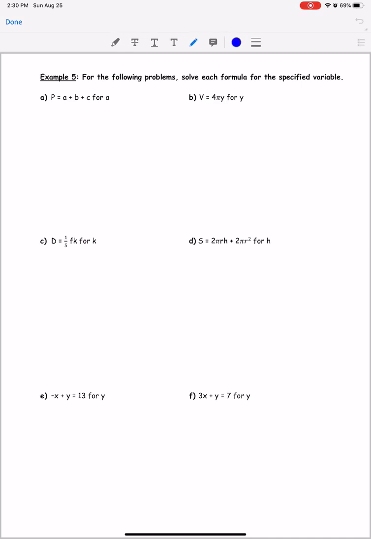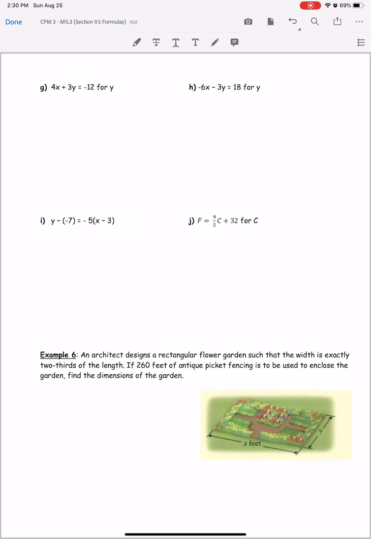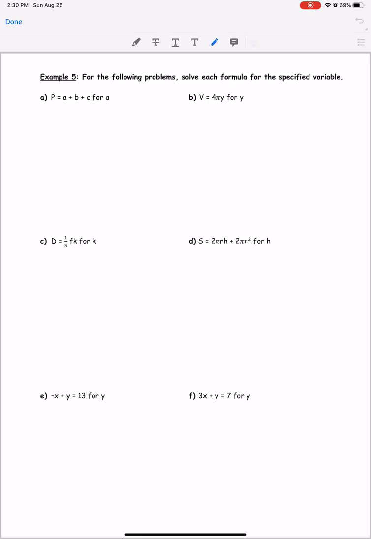So we've got several examples. All of these, we've got 6 here, 4 here, so 10 total, and then we'll have a word problem to end with. So example 5, for the following problems, solve each formula for the specific variable. On A, I want to solve for A. This is kind of your formula for perimeter of a rectangle. You're adding up all the sides, but we're wanting to solve it for one of the sides.